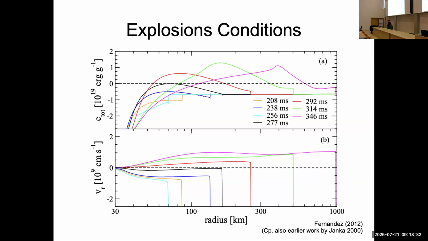The essential thing that dictates whether or not you explode is the matter falling through the shock, accreting onto the neutron star. That has a finite binding energy. It's bound. If it's heated by neutrinos, and if the neutrino heating can pump enough energy into that material to make it unbound before it settles onto the neutron star, then you will get a non-stationary situation.